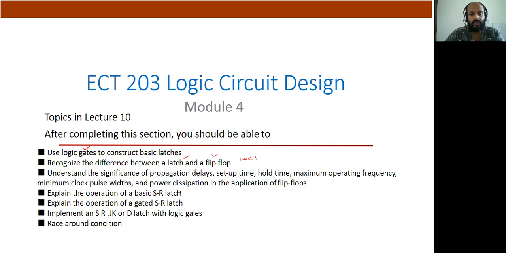And after that, we will explain the operation of SR latch, and also the gated SR latch. What's the difference between a basic SR and a gated one? And also we will discuss gate level implementation of SR, JK, D, etc. And finally, one very important topic is known as the race around condition. It's actually a problem in JK flip-flop, and we will see what the problem is and how we can avoid this.